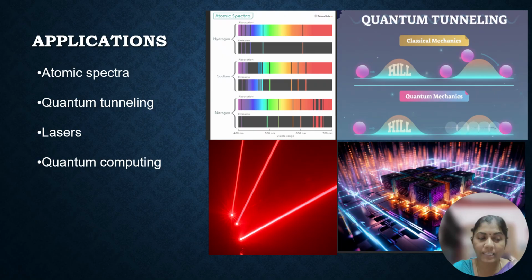So, atomic spectra reveal the structure of atoms, tunneling explains nuclear and electronic processes, lasers give us powerful light sources, and quantum computing points to the future of technology. These examples show how the abstract postulates of quantum mechanics translate into real world impact.